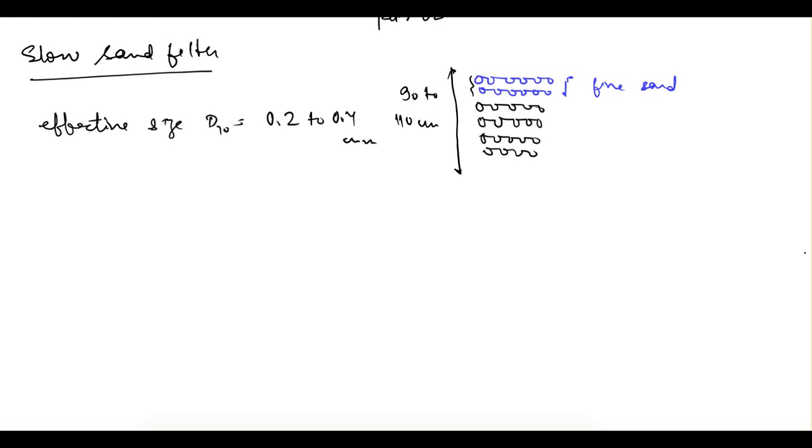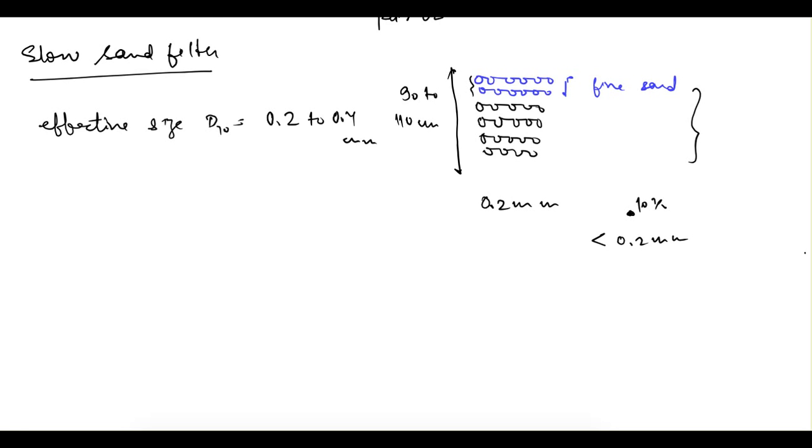What is this effective size? We have seen it in soil also. Let's say effective size is 0.2 mm, then if we are talking about this filter material, only 10% of the material will be such that the size of the particles of this 10% will be less than 0.2 mm, not more than 10%.